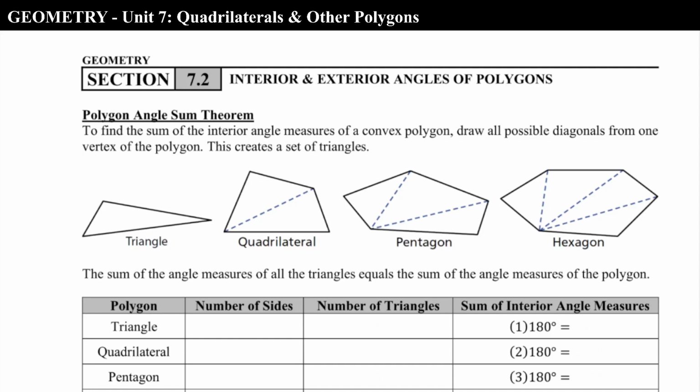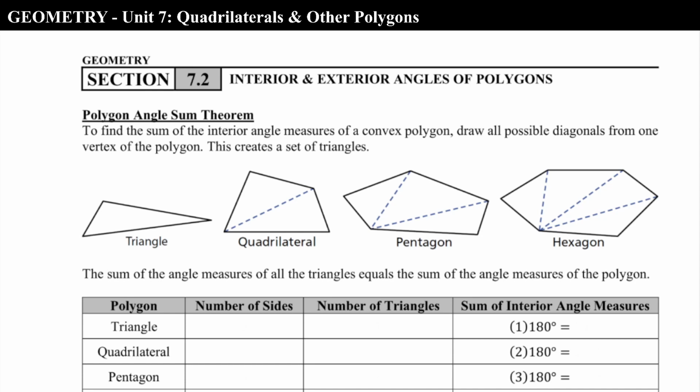Hello and welcome to the Unit 7 Section 2 video on interior and exterior angles of polygons. So in the last section we talked a little bit about how to identify polygons, how we classify them as regular or irregular, convex or concave. Now we're going to take a closer look at the angles themselves and what we can do with those.